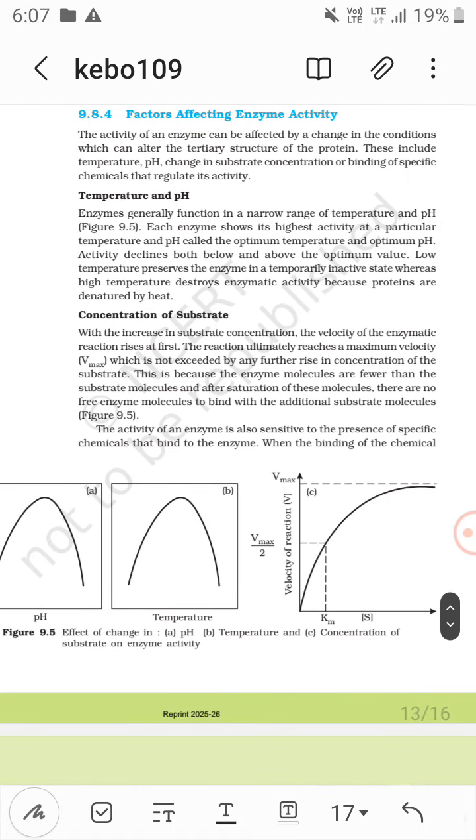And Vmax: why is there a Vmax? With the increase in substrate concentration, the velocity of the enzymatic reaction rises at first. The reaction ultimately reaches a maximum velocity, that is Vmax, which is not exceeded by any further rise in substrate concentration. This is because enzyme molecules are far fewer than substrate molecules, so after saturation there are no free enzyme molecules to bind with additional substrate molecules.